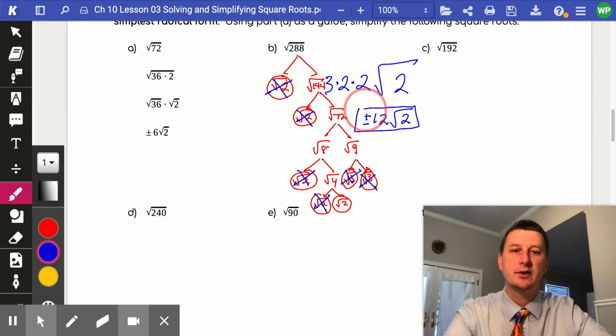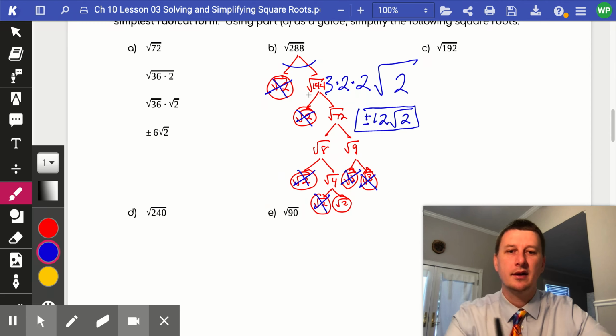So if you were to put in your calculators 12 times the square root of 2, you'll get some long, crazy decimal. But then if you tried to put in the square root of 288, you're going to get the same long, crazy decimal. So what we just did was we simplified this radical to something called simplest radical form.